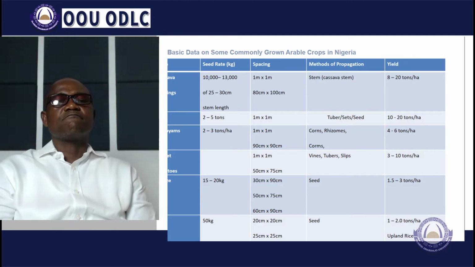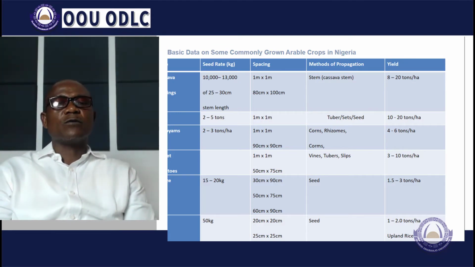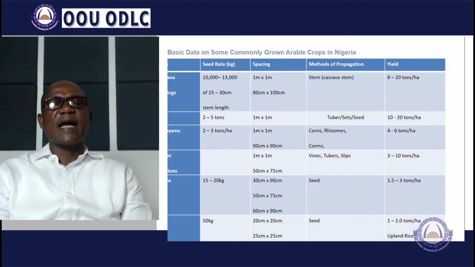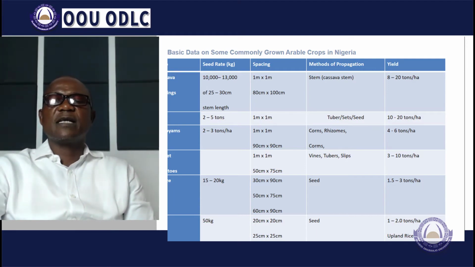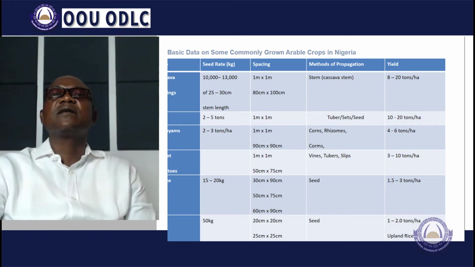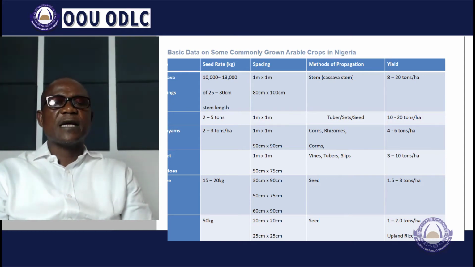For yam, 2 to 5 tons is the seed rate per hectare of land. Spacing is 1 meter by 1 meter. Method of propagation is by tuber or yam set or yam seed. The yield, expected yield, is between 10 to 20 tons per hectare.